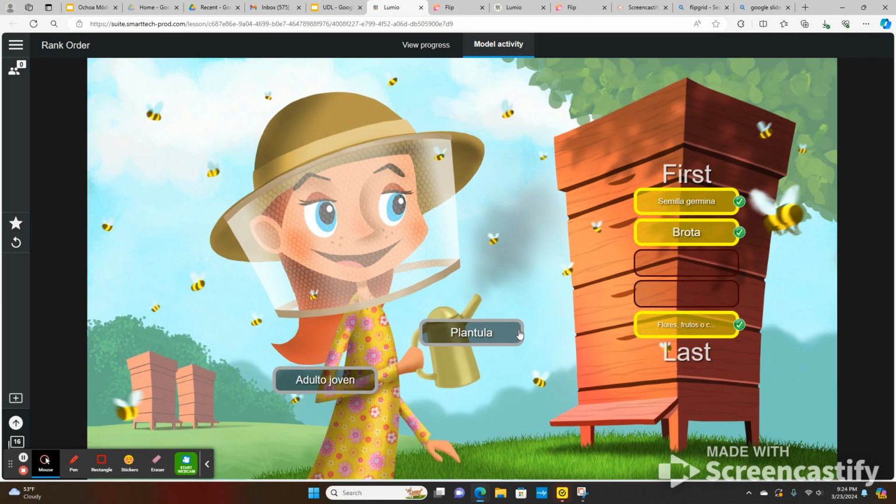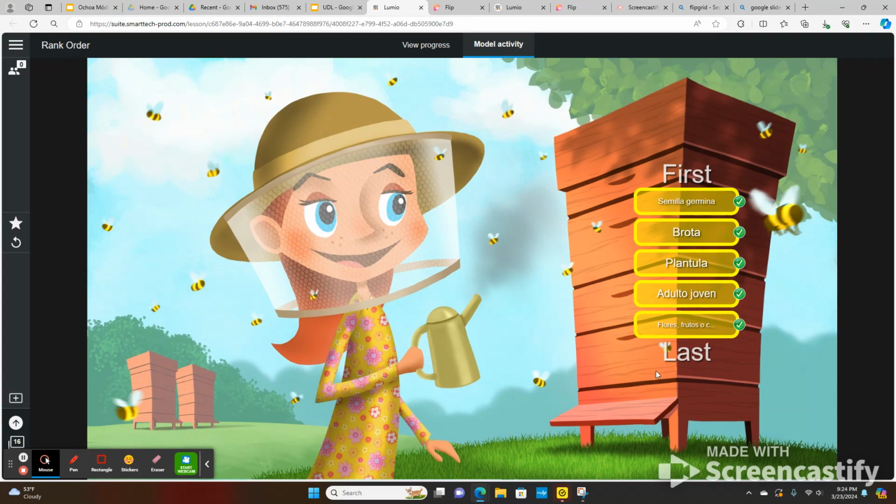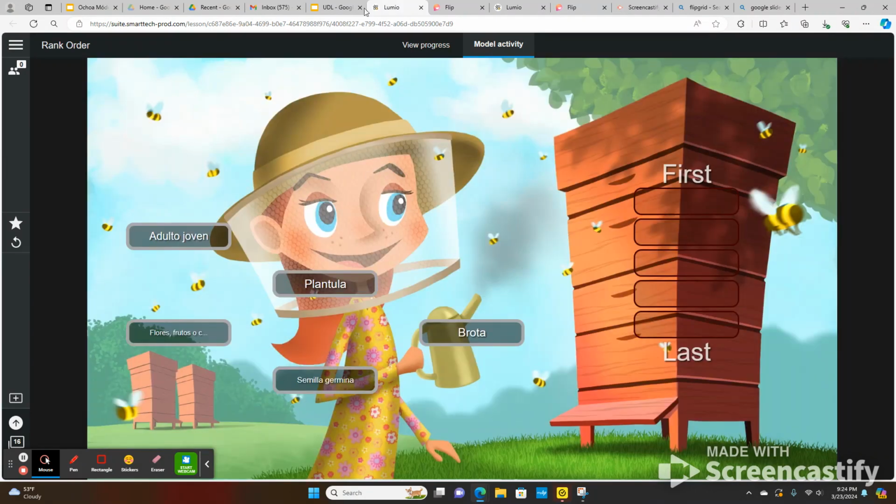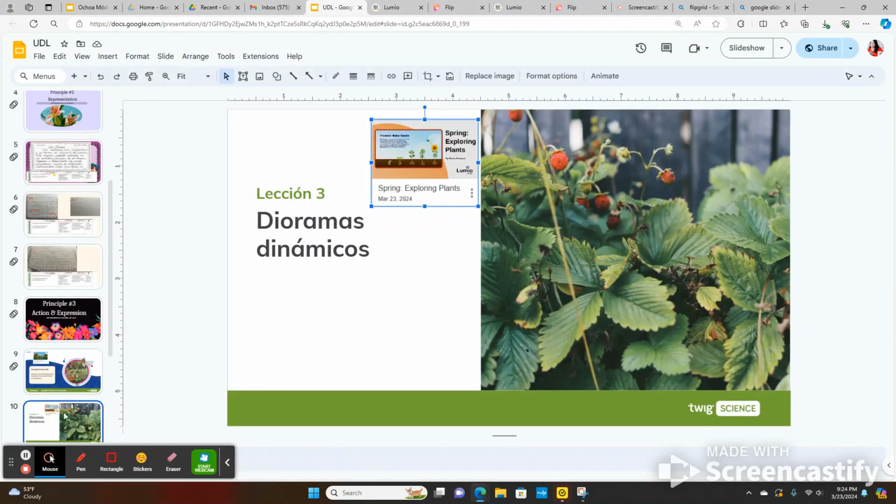Brota, sprouts. Plantula is a young seedling. Adulto joven is a young plant, the adult plant. Finally, it blooms and it produces more flowers. That's why it says flores. Reset. And so that would be the interactive tool.